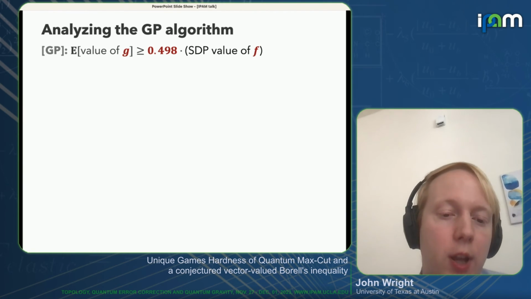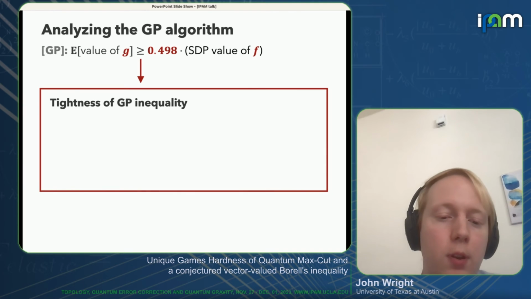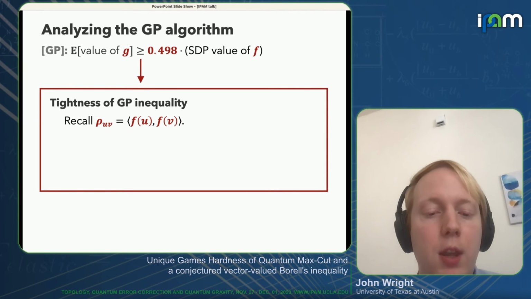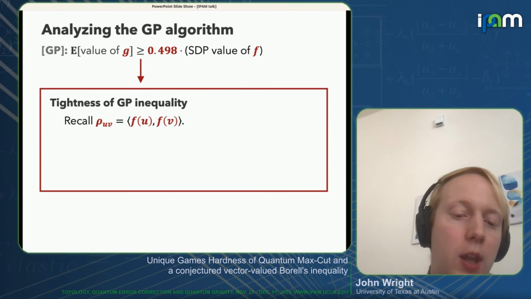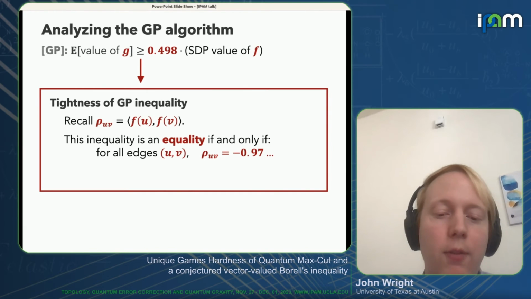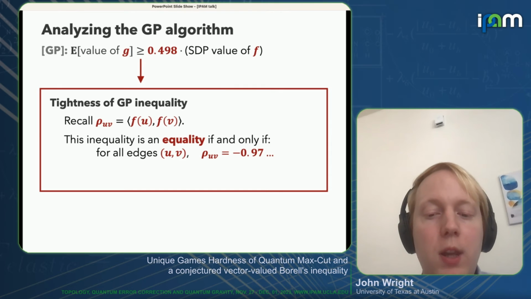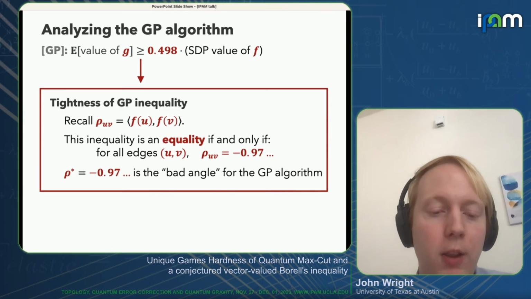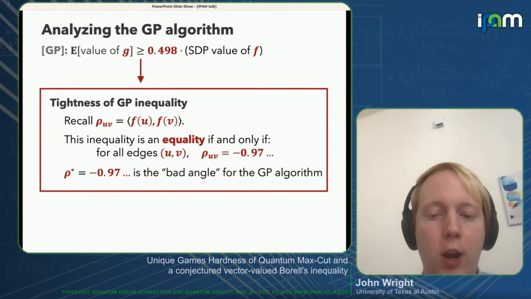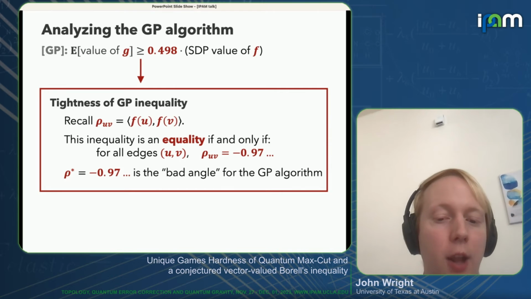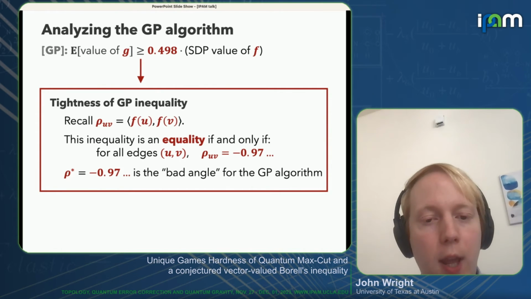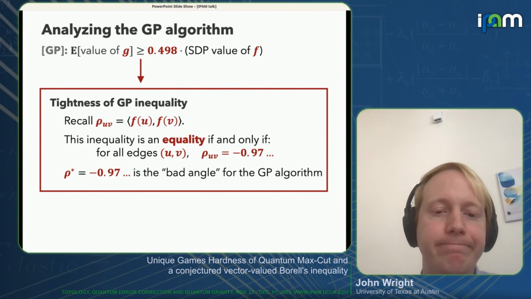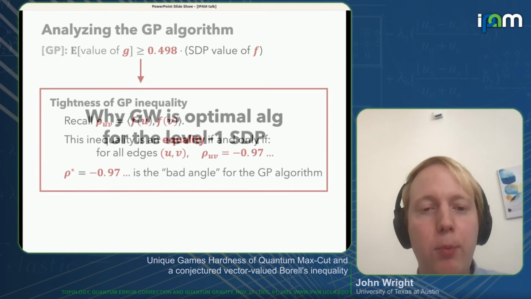And this also has a similar tightness condition, like in Goemans-Williamson. So again, if we set rho uv to be this angle between the vectors fu and fv, then it turns out that their inequality is also an equality if and only if, for every edge in your graph, this angle rho uv is minus 0.97. So this rho star of minus 0.97 is the bad angle for the algorithm. If there are some edges not at this bad angle, then you'll actually do better than 0.498. But if they're all at this bad angle, then you get exactly 0.498 times the SDP value. Okay, so that's the algorithm.